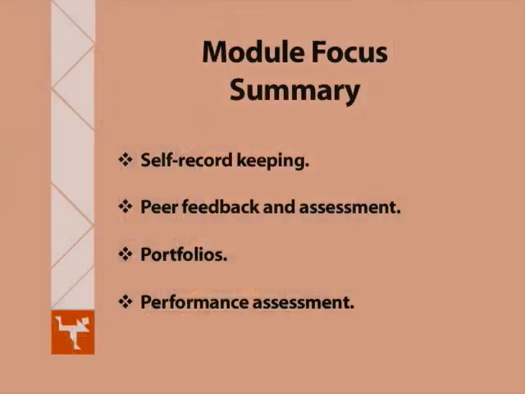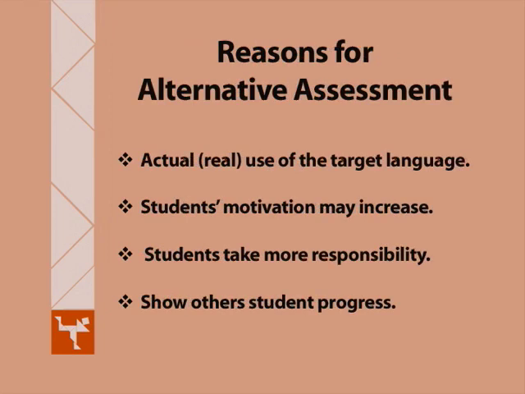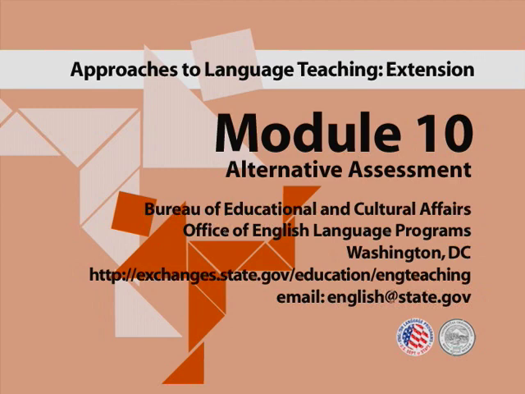Module Focus, Summary. The focus of Module 10 has been on 4 kinds of alternative assessment: self-record keeping, peer feedback and assessment, portfolios, and performance assessment. It takes practice to learn to do alternative assessment effectively. However, success can lead to more actual student use of the target language, more motivated students taking more responsibility for their own learning, and the ability to show others direct evidence of student progress. See the manual for readings and more information on this and other topics related to alternative assessment.